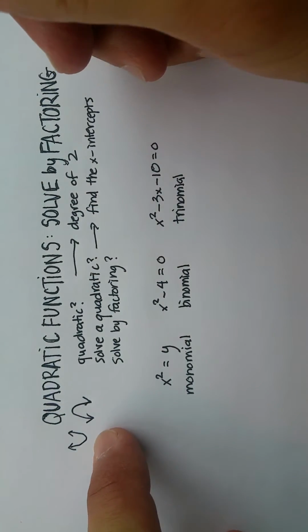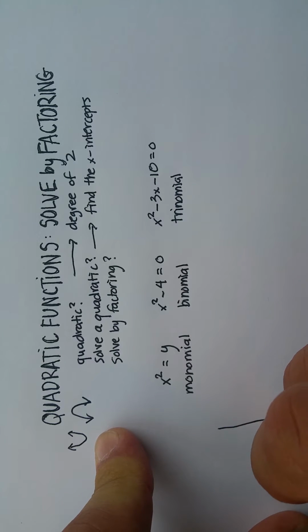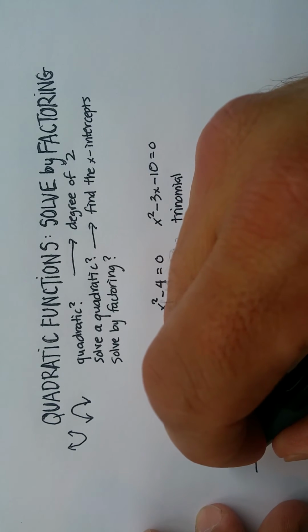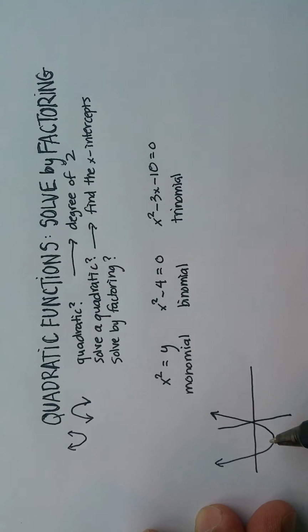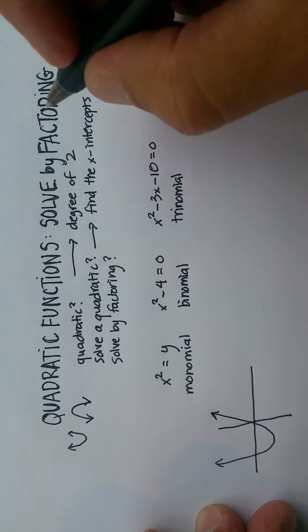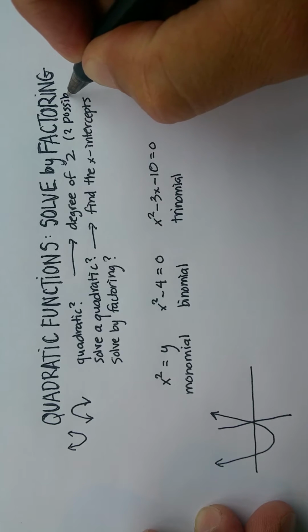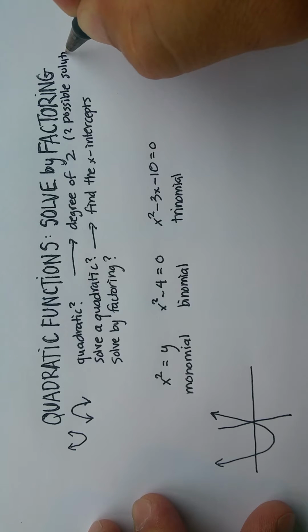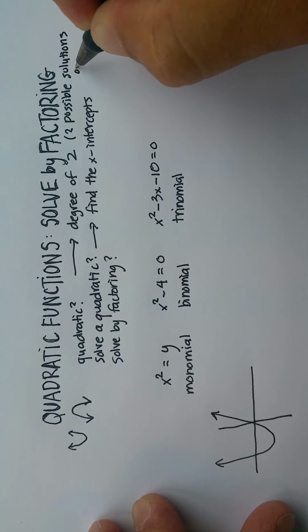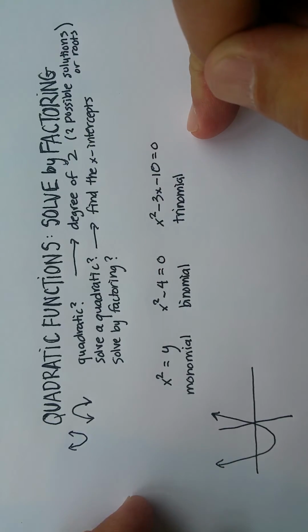So when you have this parabola, you can cross the x-axis once, twice, or not at all. So here's an example. If I had a quadratic, notice that it's crossing the x-axis twice, right? The degree of 2 tells you that there are 2 possible times, 2 possible solutions. Those are also called roots to solving the quadratic. All right.